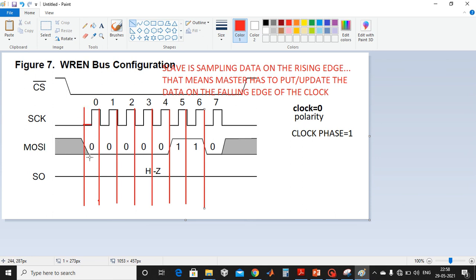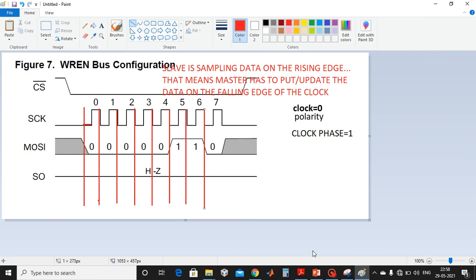Here data transition is on falling edge. Here 0 to 1, this is also on the falling edge because this is rising edge. Data is not updating here, data is updating here. So master is updating data on the falling edge so that slave can sense or sample that data on the rising edge. So this information is correct, and this device supports the SPI clock polarity as 0 and SPI clock phase as 1. So this is mode 1 of the SPI.